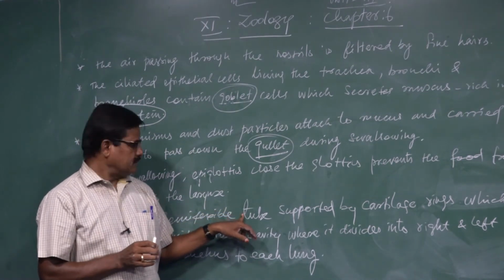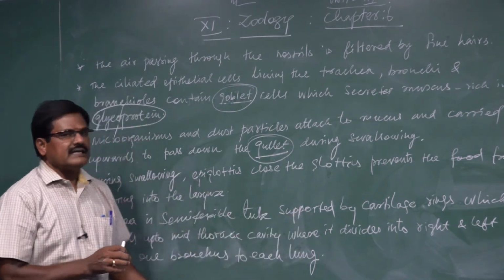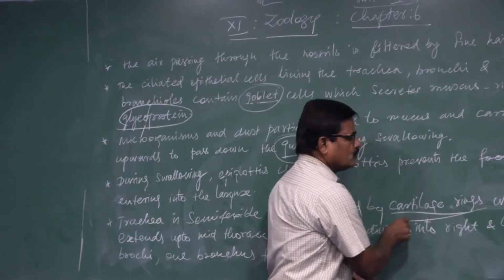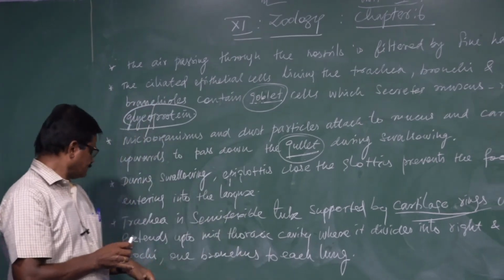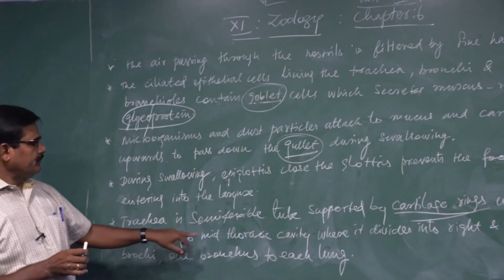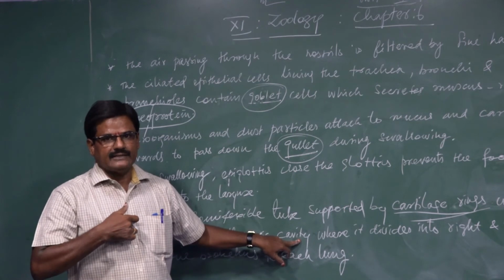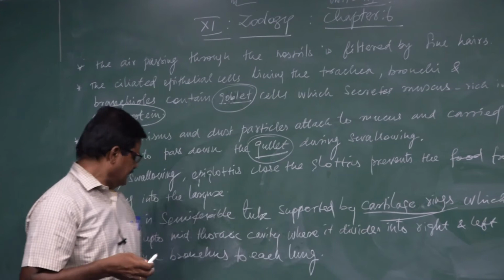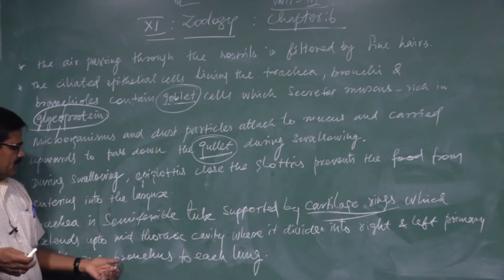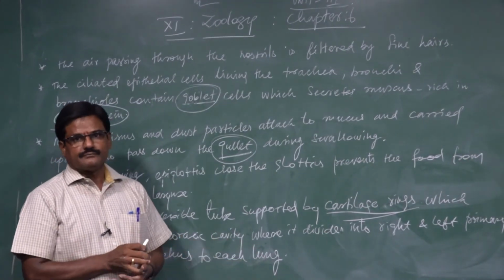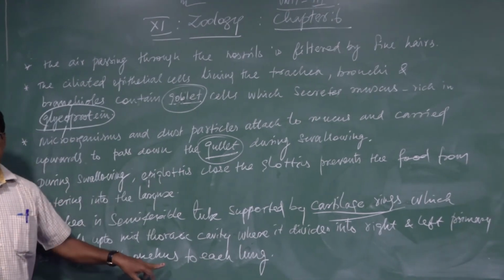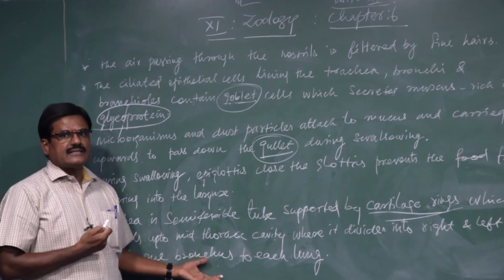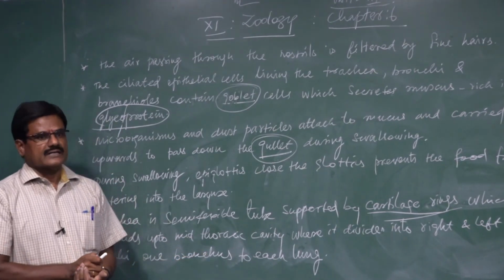Next, the trachea is semi-flexible. Why is it semi-flexible? It is supported by cartilaginous rings. Cartilaginous ring means a smooth bone. Smooth bone is present in the trachea that extends up to the mid-thoracic cavity, where it divides into right and left bronchi, one bronchus to each lung. Bronchi is plural, bronchus is singular. So the right lung has one bronchus, the left lung has one bronchus.